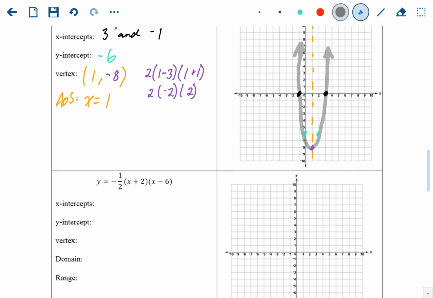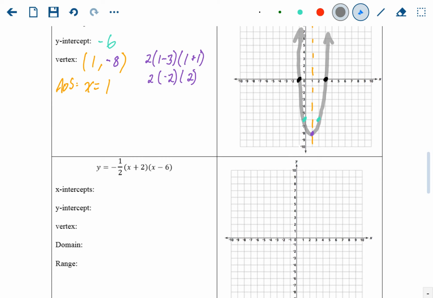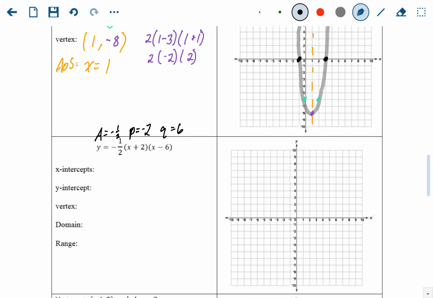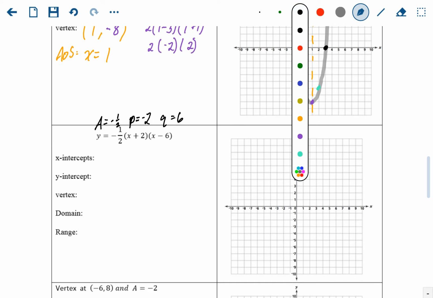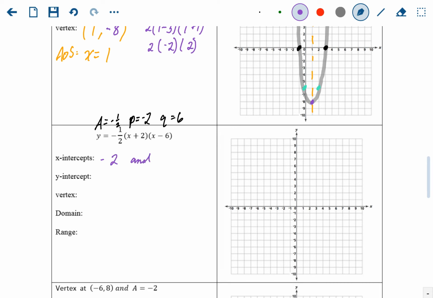Okay. All right. This is the last one that's in factored form. You have an a value of -1/2. So that a value is negative, so it's going to open down. We have a p value of -2, and we have a q value of +6. So again, right away, you can find the x-intercepts fairly quickly. It's just going to be p and q: -2, +6.